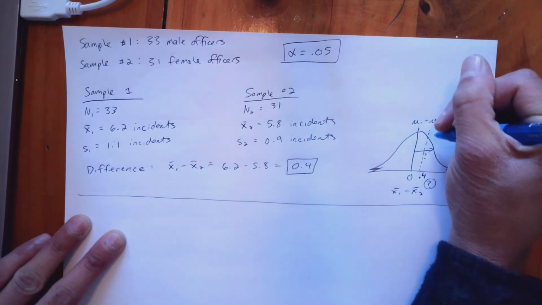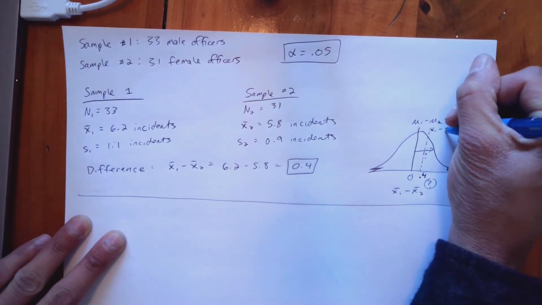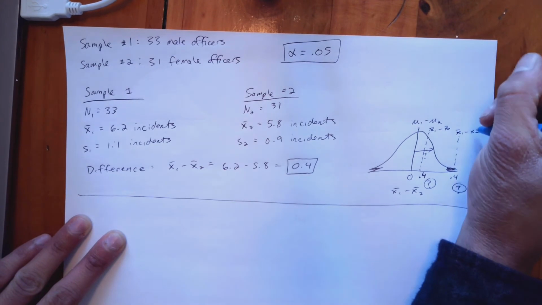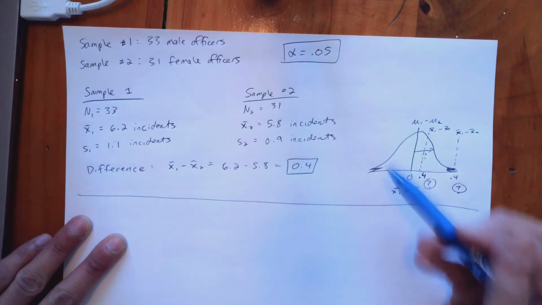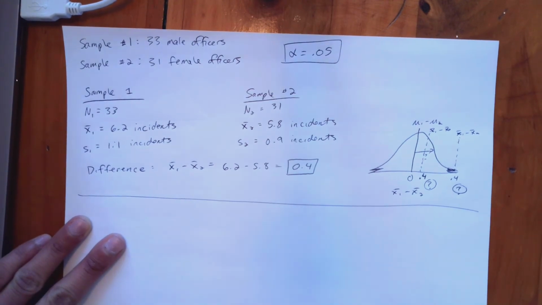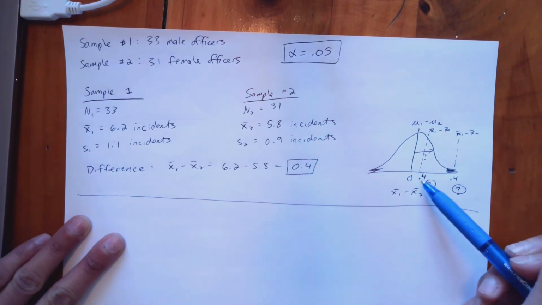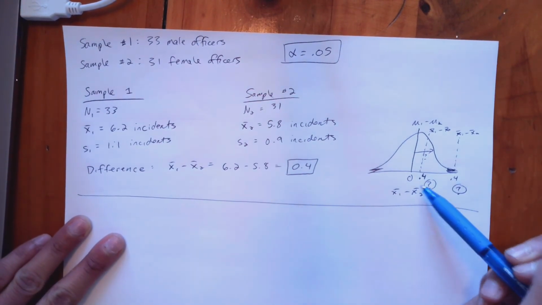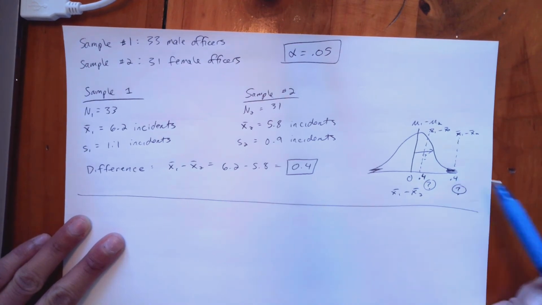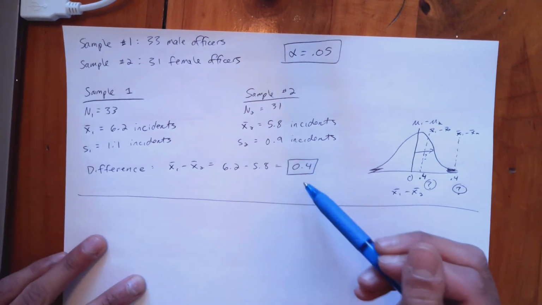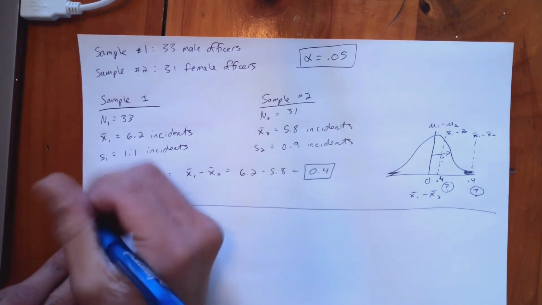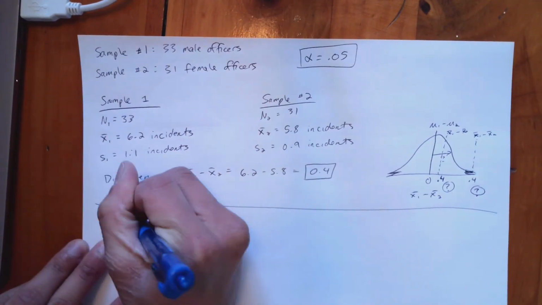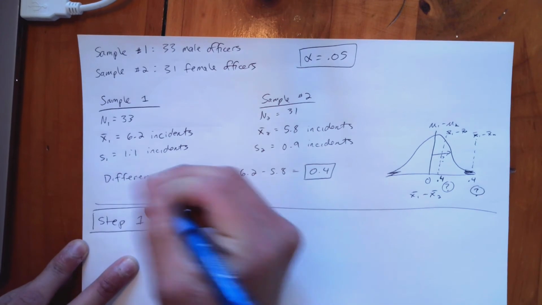And I'm just going to write x bar 1 minus x bar 2 here for when I turn this into notes. I feel like this is not as well drawn as it usually is, but hopefully you get the point that we're trying to figure out whether this value of 0.4 is here, close to 0, or out here, because we don't know just by looking at the value. So step 1 is going to be writing hypotheses.